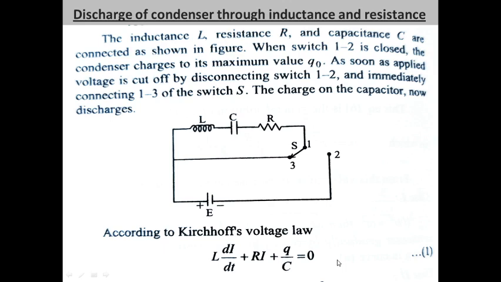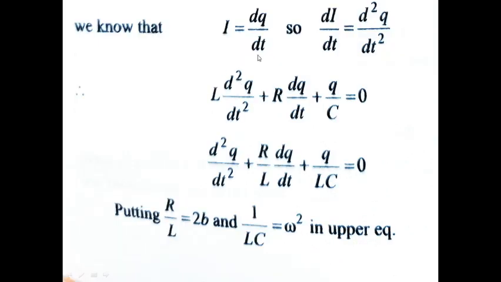Now again use the value of current, that is rate of flow of charge dq by dt. So di by dt is equal to d2q by dt square. Using these values of i and di by dt in the above equation, we get L d2q by dt square plus R dq by dt plus Q by C is equal to 0. Now divide by L. So we get d2q by dt square plus R upon L dq by dt plus Q upon LC is equal to 0.